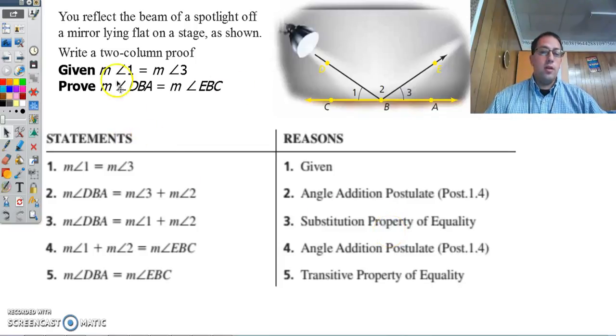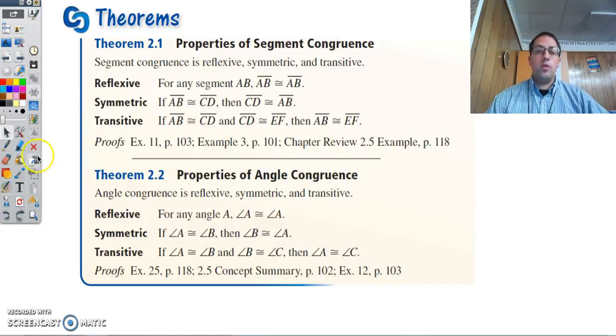And so we backed it up. We can prove that this is true. It's not just taking our word for it. We've proven it. So we're going to do a couple of these, but before we do, we're going to get to a couple more theorems here: properties of segment congruence and properties of angle congruence. Just to remember, a theorem is a statement that can be proven using definitions and postulates.